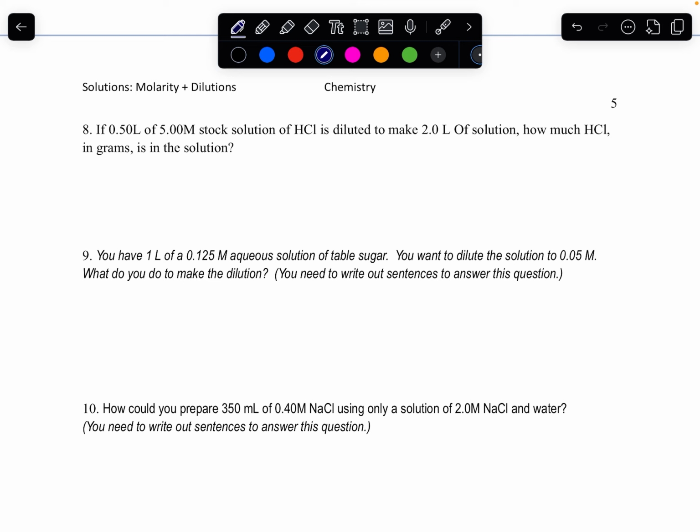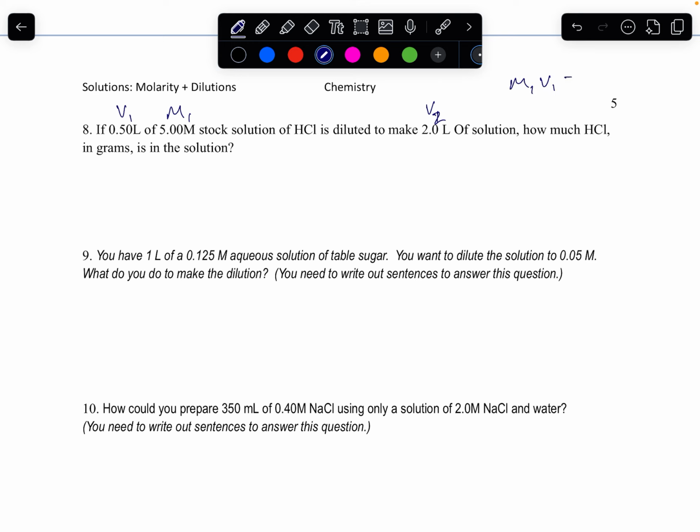All right, I've got 0.5 liters of a 5 molar stock solution of HCl that's being diluted to make 2 liters of a solution, and it wants to know how much HCl in grams is in this solution. So we're starting off: I've got my original volume, my original concentration, and my final volume, that's V2. We don't have our final concentration, but it's not asking us for that. It's asking us how many grams of HCl there are.